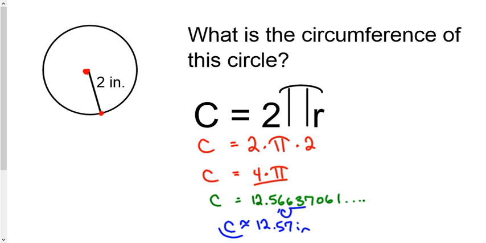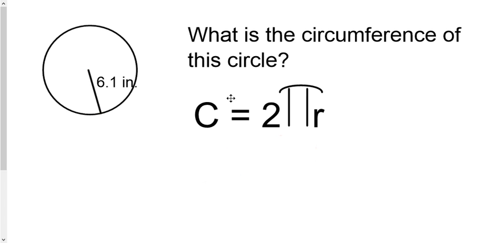This is our final answer. Pay attention to what directions will tell you. Sometimes they'll say round to the nearest tenth, the first decimal place, or the nearest hundredth, the second decimal place, or they'll say keep it in terms of pi, and that means you don't multiply it by pi, you just keep it in your answer just like that.